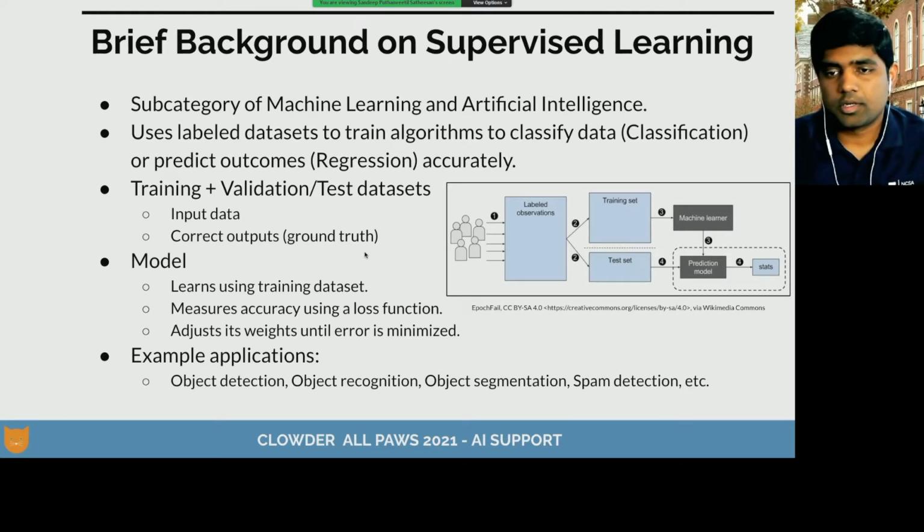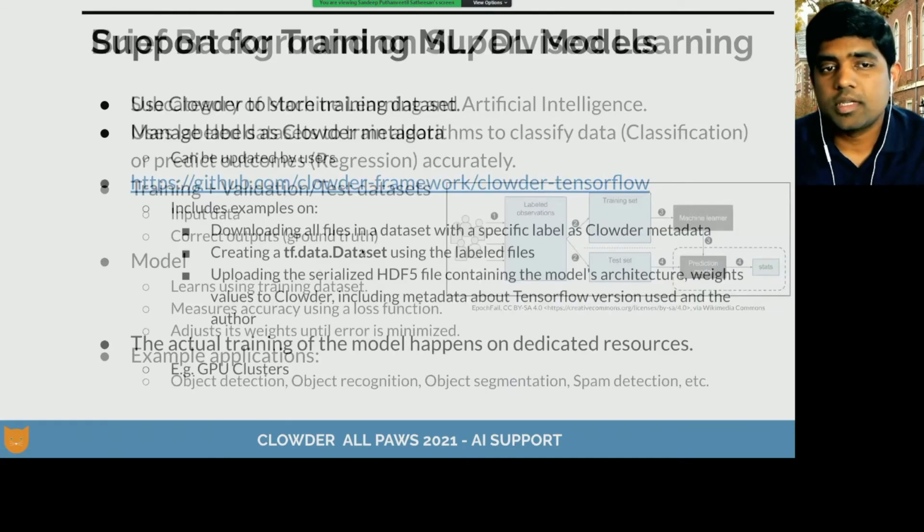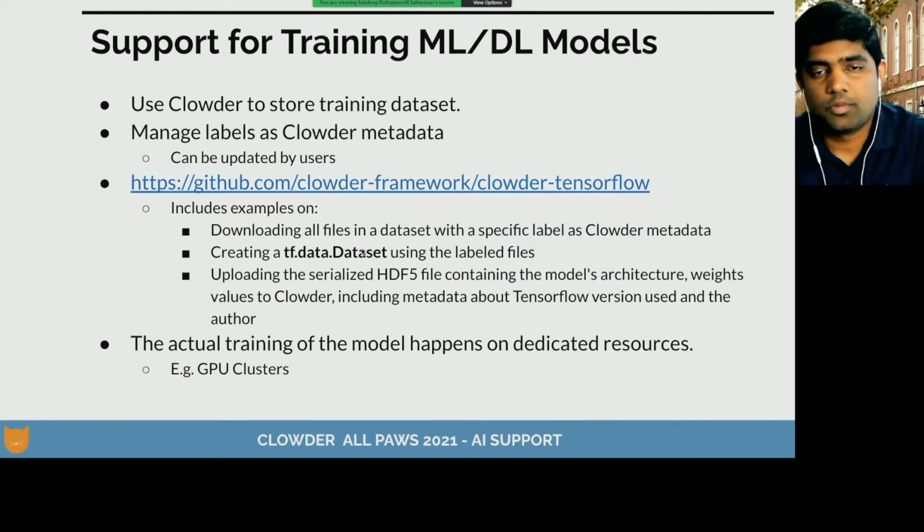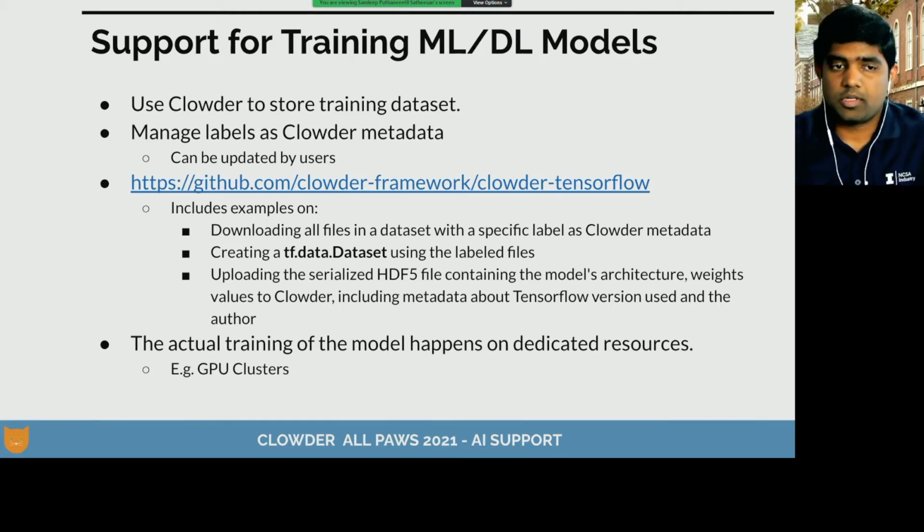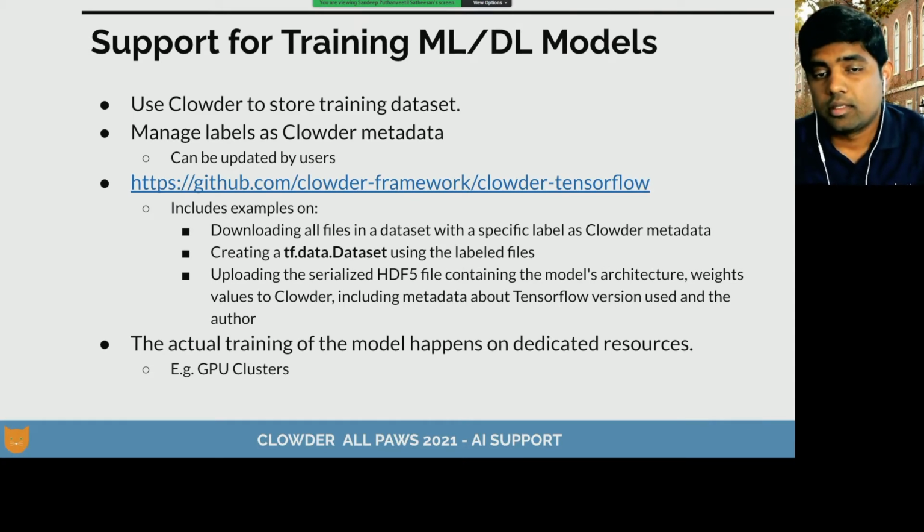So that's just a little bit of background on supervised learning, and let's now look at what we have currently in Clowder. When we talked about supervised learning, we mentioned the training data sets, right? So the first support is to train machine learning and deep learning models. Currently we can use Clowder to store training data sets. You can generate these labels either through an external process outside, or it can even be done using information extractors. And then these labels can be attached as metadata to this data set. The good thing is that you can also update these labels, as the metadata can be updated in Clowder.